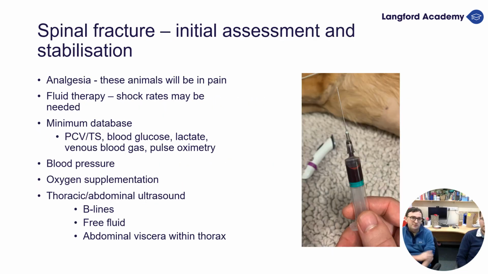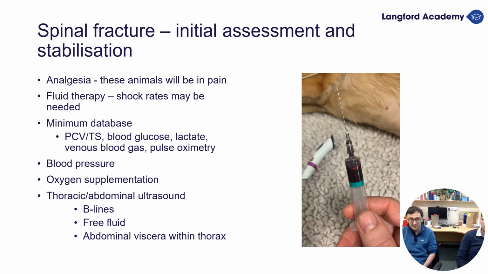So in any case with respect to spinal fracture, in our initial assessment and stabilisation, one of the key things to consider is appropriate analgesia, because these patients are almost certainly going to have a level of pain. We tend to use opioid analgesia, something like methadone. We tend to avoid non-steroidals until we've established their hydration state, their volemic state, as we don't want to cause any further injuries, such as kidney injuries.